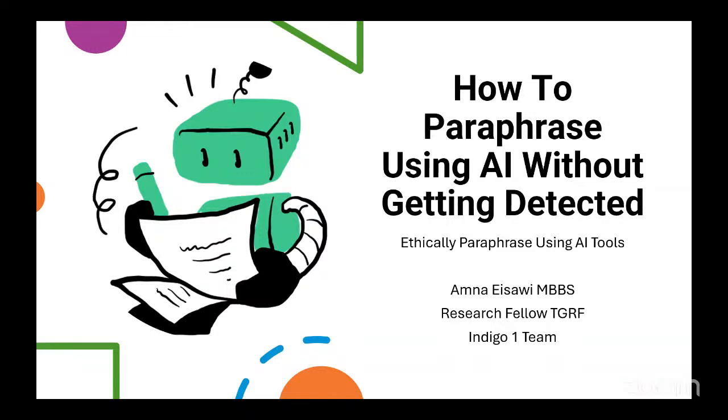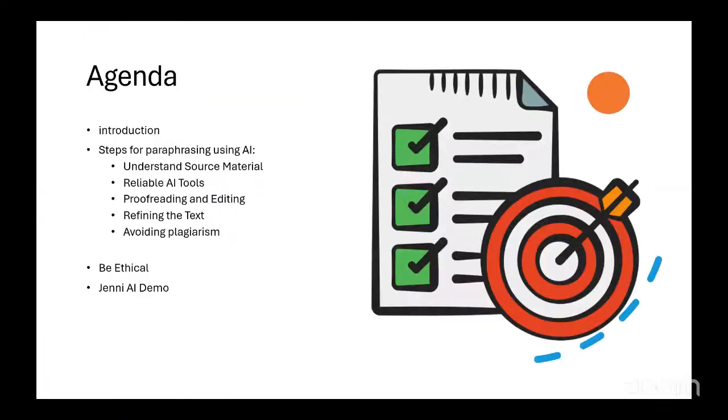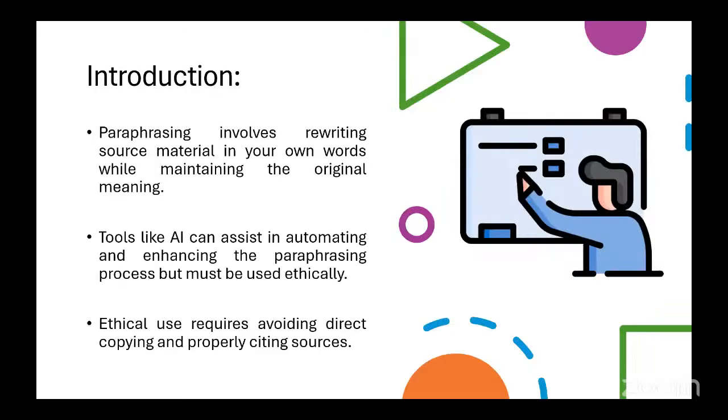Okay, so my topic for today is how to paraphrase using AI without getting detected, and how to do it ethically. My name is Amna Eisawi. I'm an MBBS graduate, and I'm originally from the Indigo One team. Today we will give a brief introduction, and then go through the process step by step: what to do firstly, which is understand the source material, and then how you can go on from there. And then I'm going to give some tips about how to be ethical about it.